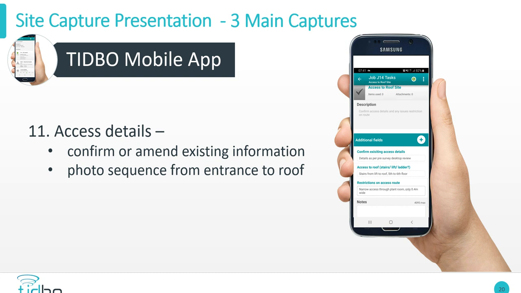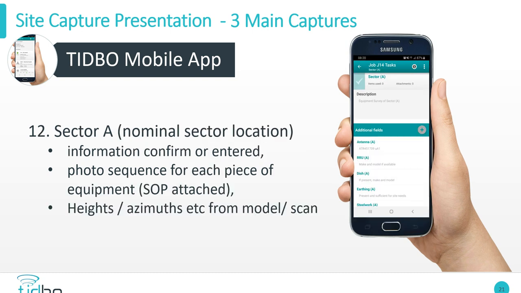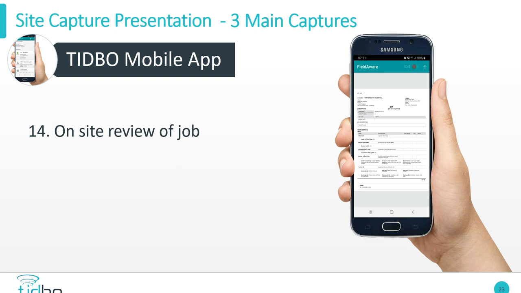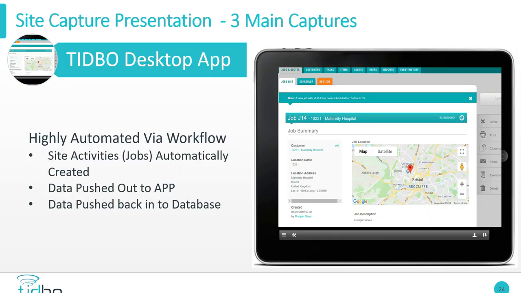So then we'll also look for a photo sequence from the entrance to the roof. And now we're into an individual capture, which is to do with a sector A. So this is one example of just how we feed into that. So at any stage we can add notes, can take additional photos, and the operative can do an on-site review of the job.